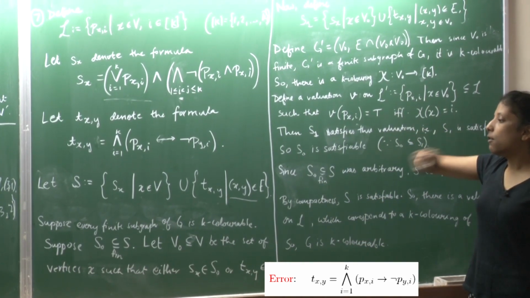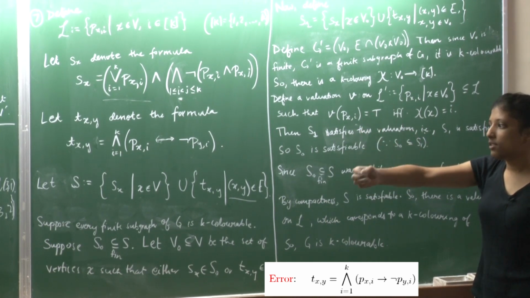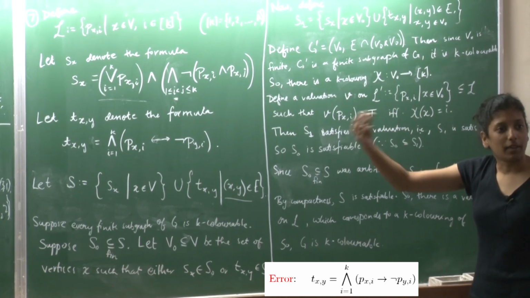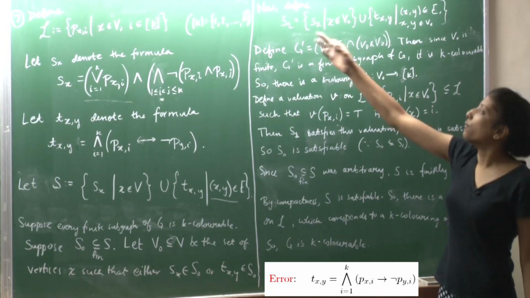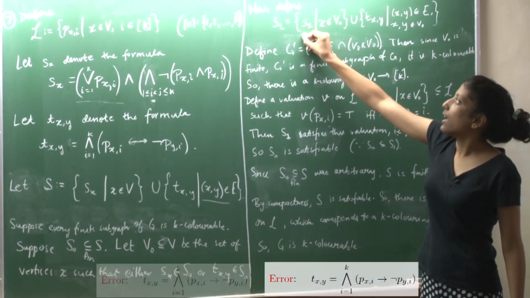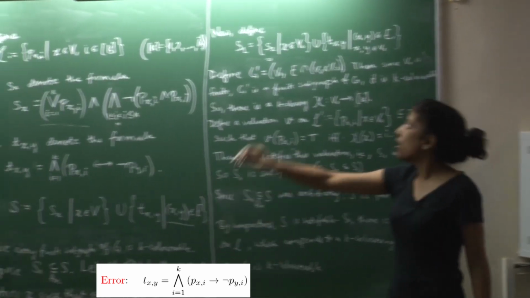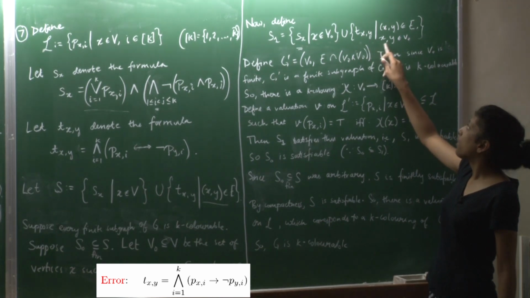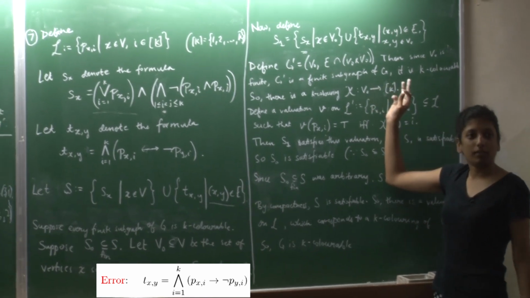Okay. Now I want to define a larger set of formulas such that my set of formulas will actually describe a valid subgraph. So you define S1, which has all Sx where x is a vertex in V0. And it also has all the edges that are in E such that both vertices lie in V0. Is this a valid subgraph?